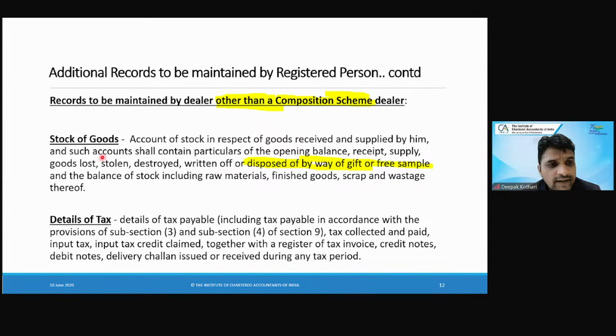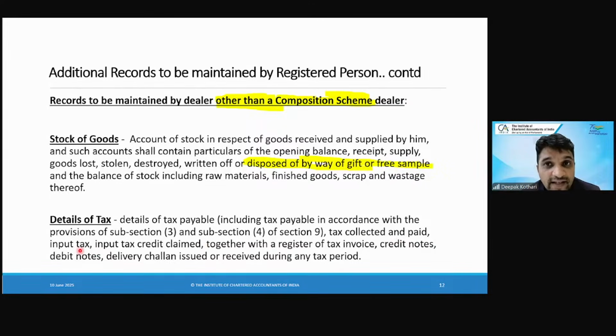Then stock of goods. Next is details of tax. That is, he will have to maintain the details of tax payable. That is, what is the tax payable under 9.3 or 9.4? What is 9.3 or 9.4? Reverse charge, correct? So whatever is the reverse charge tax payable, that has to be mentioned. What is the tax collected and paid? What is the tax he's collecting and paying on the supply? That has to be mentioned.